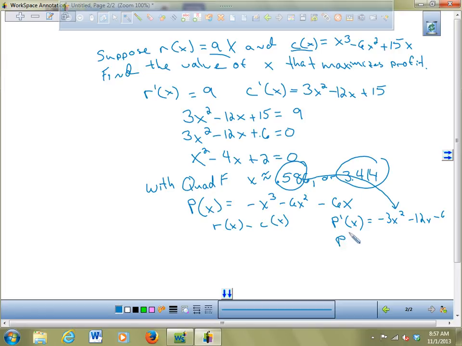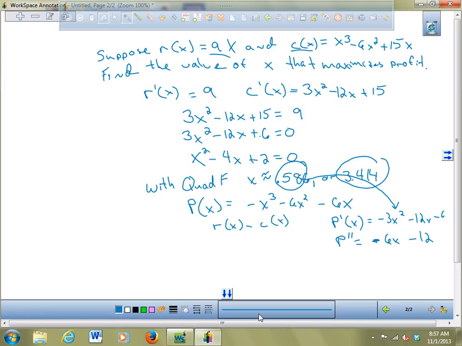Or, better yet, I could take the second derivative, P double prime, which is equal to negative 6x minus 12. And then if I plug in 0.586 in here, it can be seen that this is going to give you a negative number. And if I plug in 3.4, I'm also going to get a negative number. Wait a minute. It's always negative. That's good, because that means, wait a minute. Unless you put a negative x.